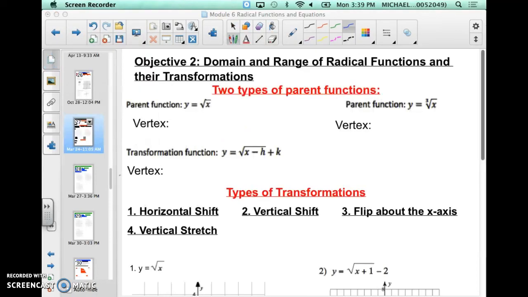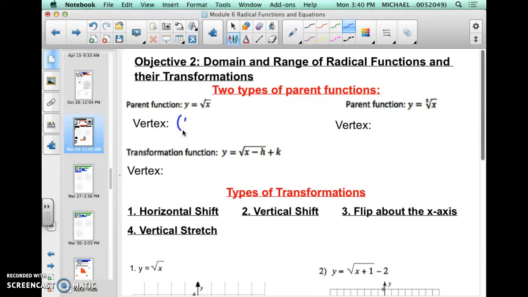Objective 2, domain and range of radical functions and their transformations. Alright, in this video, I'm going to talk primarily about the first parent function, y equals the square root of x. I'm going to reference the other parent function in this module, y equals the cube root of x, but mainly talk about the square root of x because the domain and range change for that function. The vertex of any parent function is always going to be 0, 0. It starts at the origin. So both functions, square root and cube root, have a vertex of 0, 0 as their parent functions. That's important to keep in mind, especially as we talk about transformations.